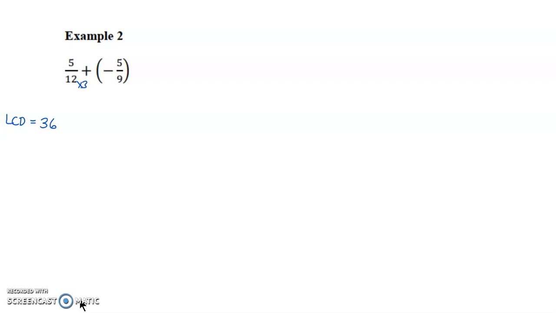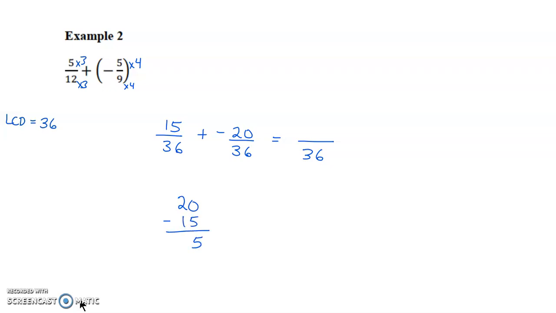12 times 3 makes 36, and 9 times 4 makes 36. I'm going to rewrite these fractions: 15 over 36 plus a negative 20 over 36. So we know the denominator will stay the same, and we see that the signs are different. So we're going to keep the sign of the greater number, which is the 20, and we're going to subtract. So we'll have a negative 5 thirty-sixths.